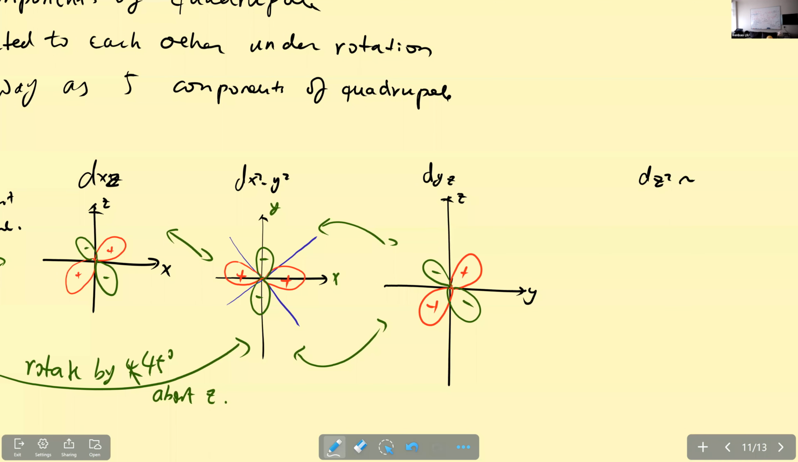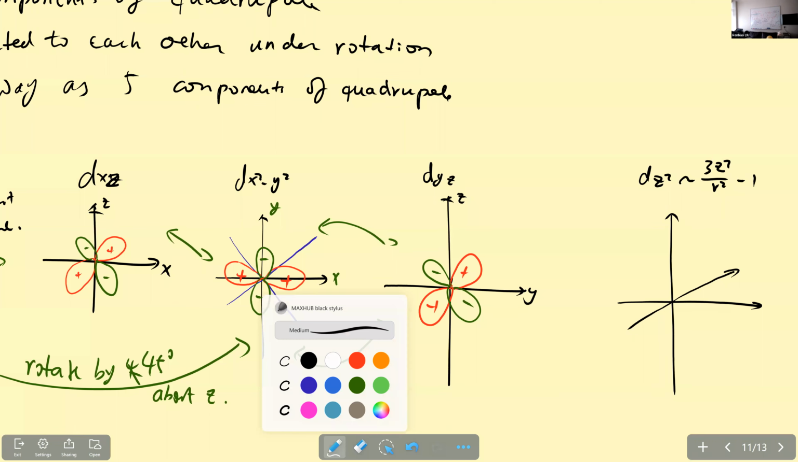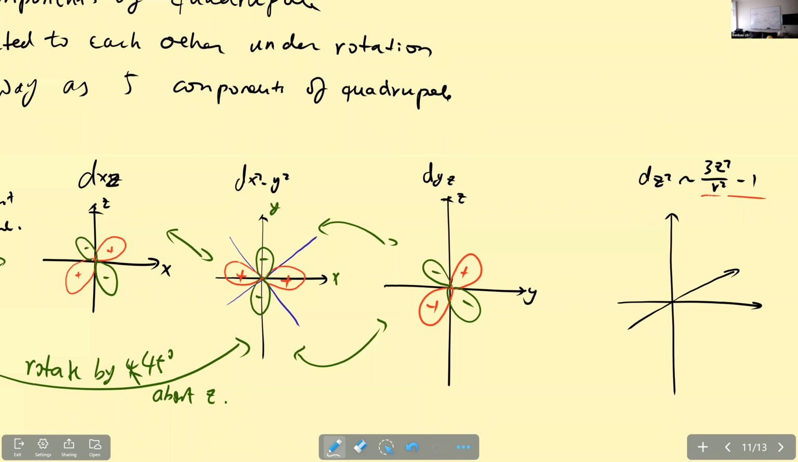So this one is 3z squared over r squared minus 1, okay. So you can see that this one actually is also very interesting. You did something like this one. So you can see that this one equals to 0 when 3z squared equals to r squared, right? This is one of the nodal surface, okay?